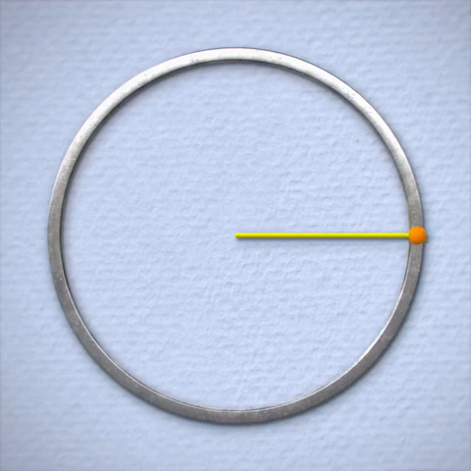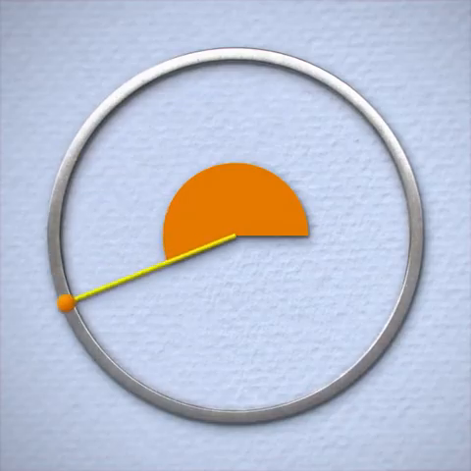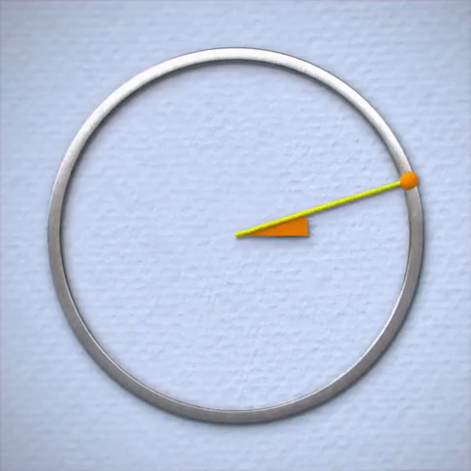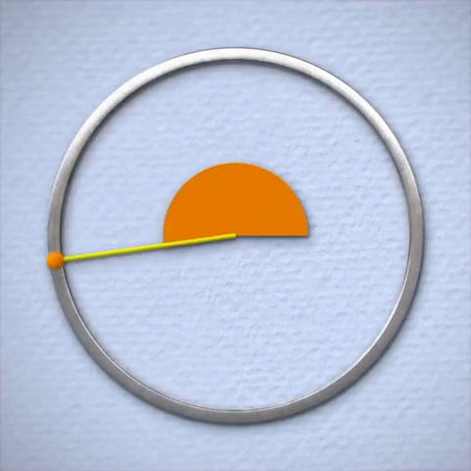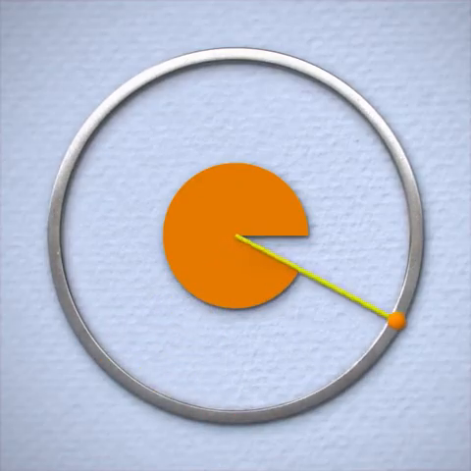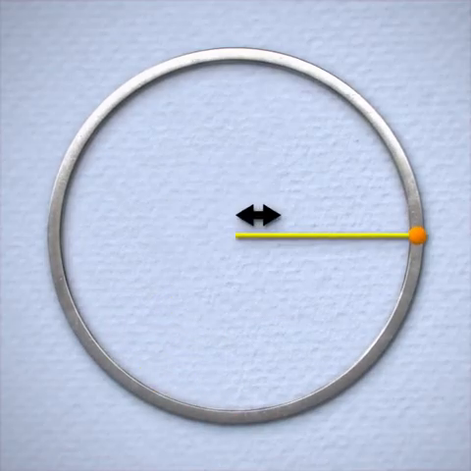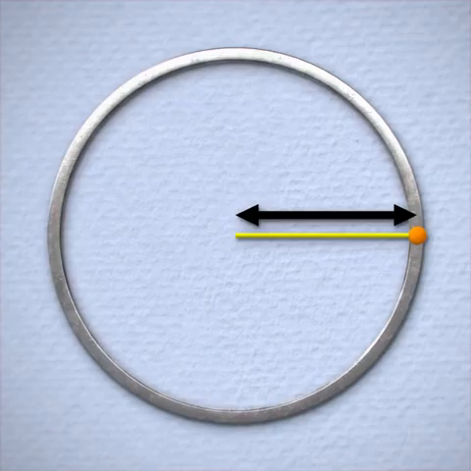Let's look at a point on a circle and track its position as we rotate the circle around. As the angle of the circle changes, the point moves up and down and back and forth, but its distance from the center of the circle remains the same. It's always one circle radius away from the center.